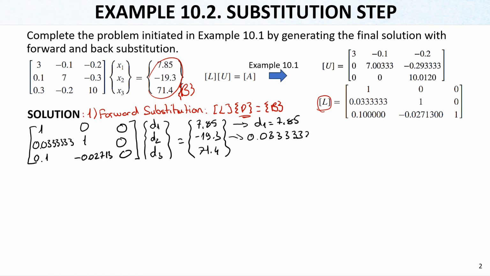From the second one, 0.033333 times D1, which is 7.85, plus D2 times 1 is equivalent to minus 19.3. Then from here, D2 is minus 19.5617.